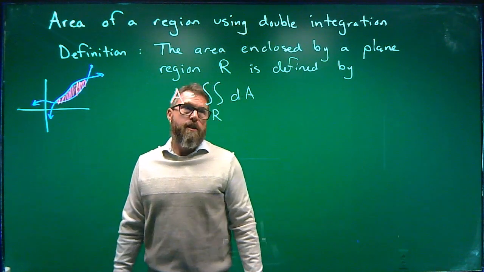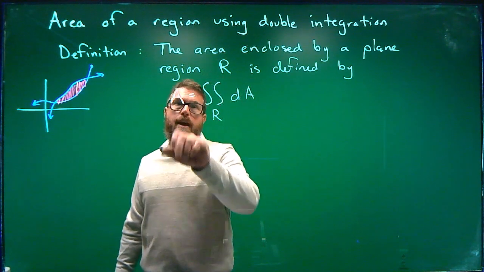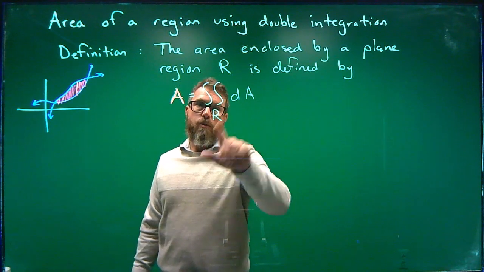So today I'm going to do an area of a region using double integration. The definition is: the area enclosed by a plane region R is defined by A, which is going to be equal to the double integral over the region with respect to the area.